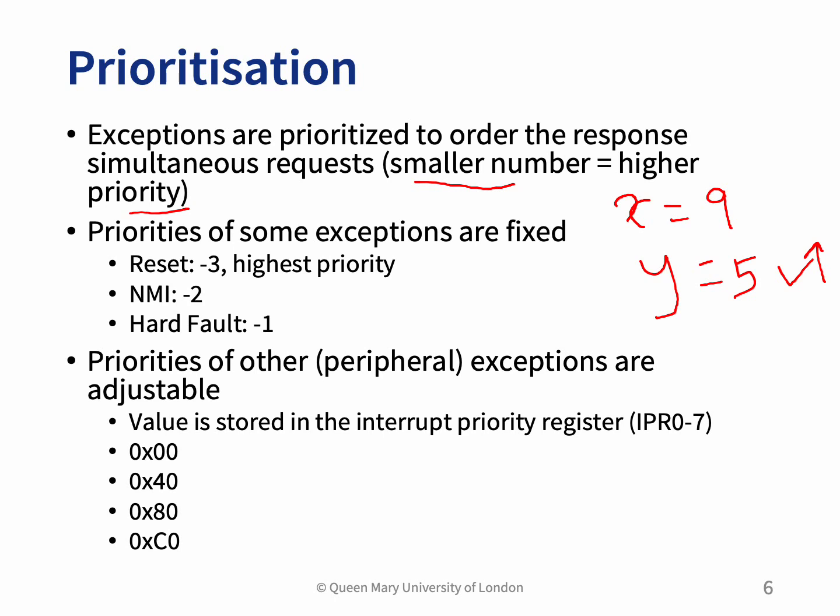Some exceptions for the priorities are fixed, especially for the reset, non-maskable interrupt, and hard fault. They are fixed like -3, -2, and -1, where reset is the highest priority. Of course, if we are thinking about external devices or other peripherals, the priorities of other peripheral exceptions are adjustable, and the value is actually stored in the interrupt priority register from 0 to 7. So this is how it works, starting from 0 to 7.